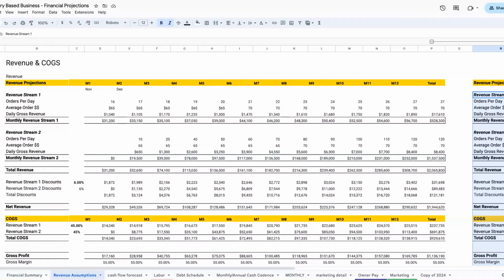I always like to start with revenue. Revenue is really important to get clear on of how you are going to calculate revenue. And every business is a little bit different. So in this example, it is an e-commerce business. There's two different revenue streams. And in those revenue streams, what we looked at and what we decided was we're going to go for orders per day and the average order.